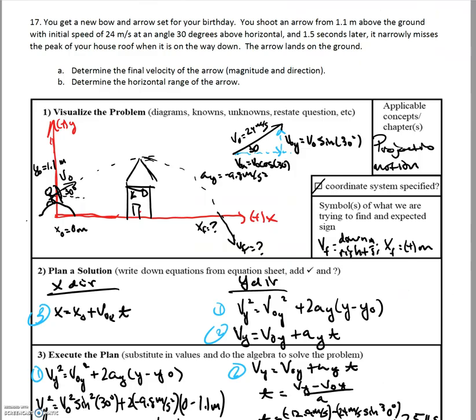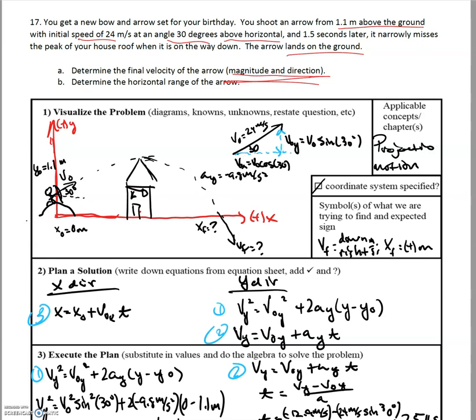So moving on to the last problem, you get a new bow and arrow set for your birthday. You shoot an arrow from 1.1 meters above the ground with an initial speed of 24 meters per second and an angle of 30 degrees above the horizontal. 1.5 seconds later, it narrowly misses the peak of your house roof when it's on the way down. The arrow lands on the ground. So that's actually a key piece of information. Determine the final velocity, magnitude, and direction. Determine the horizontal range of the arrow.